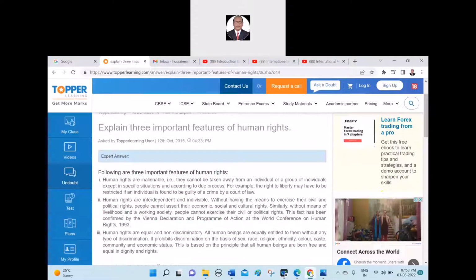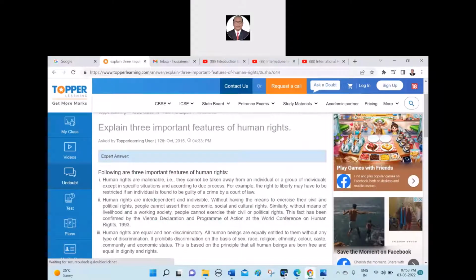Now let us see what are the 3 important features of human rights. I repeat, what are the 3 important features of human rights? And here you could see the 3 of them. Number 1, human rights are inalienable, that is, they cannot be taken away from an individual or a group of individuals except in specific situations and according to due process. So only in certain situations or contexts, and following the due process of law, can they be alienated. If not, they are inalienable.